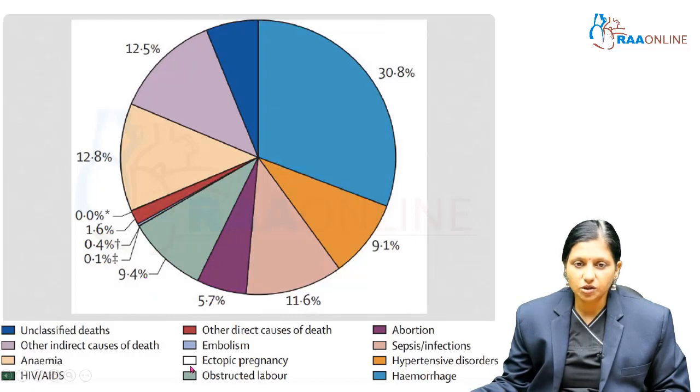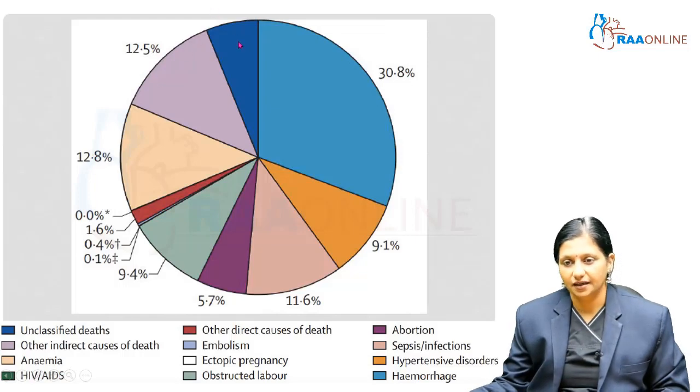There are a few deaths due to ectopic pregnancies, around 0.1% of cases. Embolism is responsible for death in around another 1.6%. HIV and AIDS is a cause of death. Anemia in pregnancy is a cause of around 12.8% of maternal deaths. And other causes are indirect and unclassified.